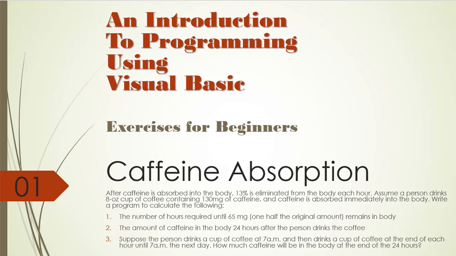Assume a person drinks an 8-ounce cup of coffee containing 130 milligrams of caffeine, and caffeine is absorbed immediately into the body. Write a program to calculate the following. 1. The number of hours required until 65 milligrams, 1/2 of the original amount, remains in body. 2. The amount of caffeine in the body 24 hours after the person drinks the coffee.